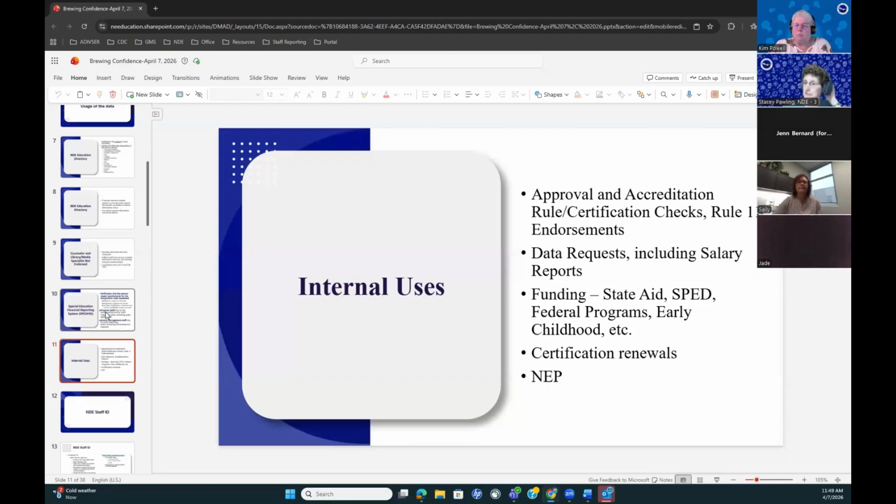It's used for different types of funding, state aid, SPED, NEP, what is the right name? Nebraska Education Profile. Yep, I was getting it. NEP, Nebraska Education Profile. So that will tell you on the website that's public to all the districts, and it shows all your district information. So that is also used in that.